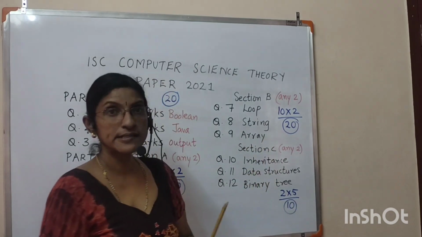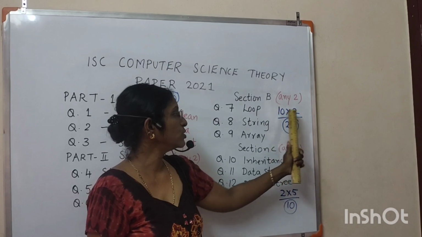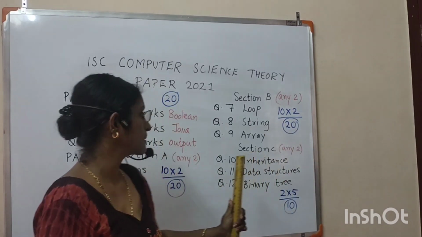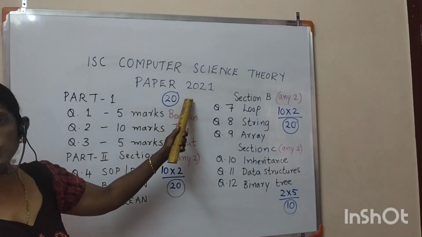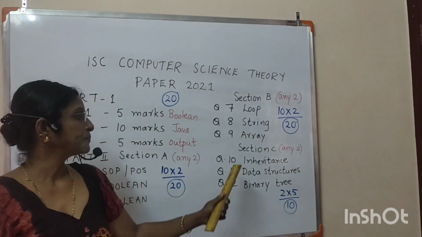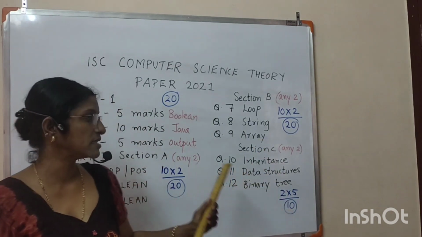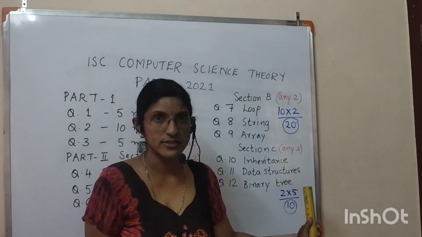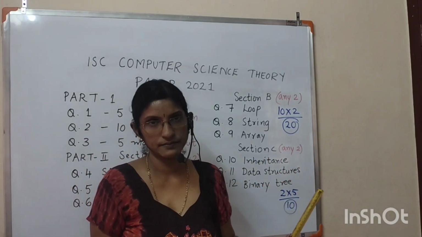Then coming to section C, here also 10 marks each. So 10 into 2 will give you 20 marks, here also 10 into 2 will give you 20 marks. In section C, any 2 questions. Question number 10 will be from inheritance, question number 11 will be from data structures, and question 12 will be from the binary tree.